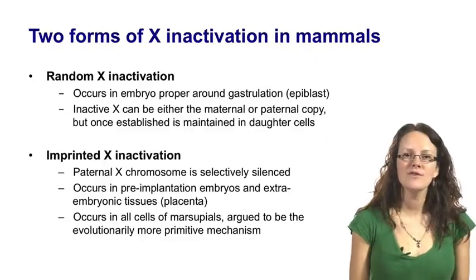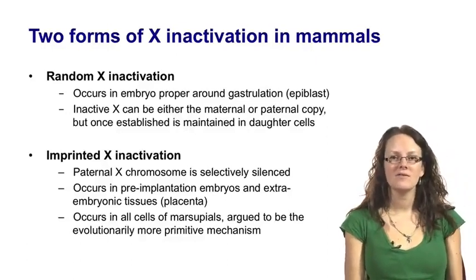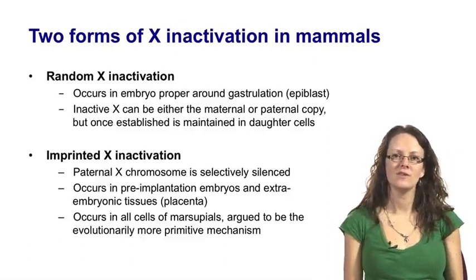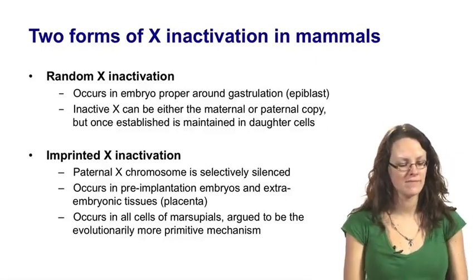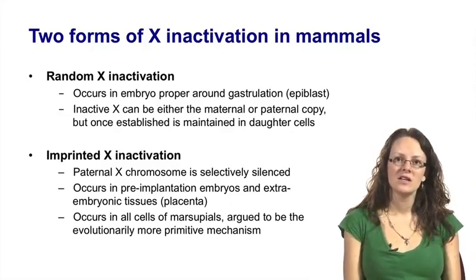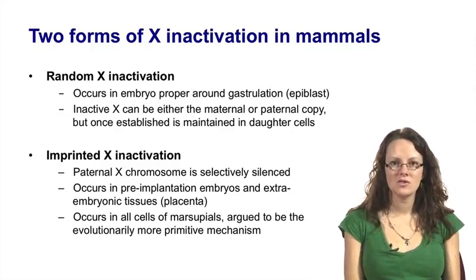So in mammals so far, we've thought about random X inactivation, the fact that you could have either the maternal or paternal X chromosome inactivated within the female nucleus. However, this isn't the only form of X inactivation that occurs. So we know that random X inactivation occurs around gastrulation, and the choice is heritable.